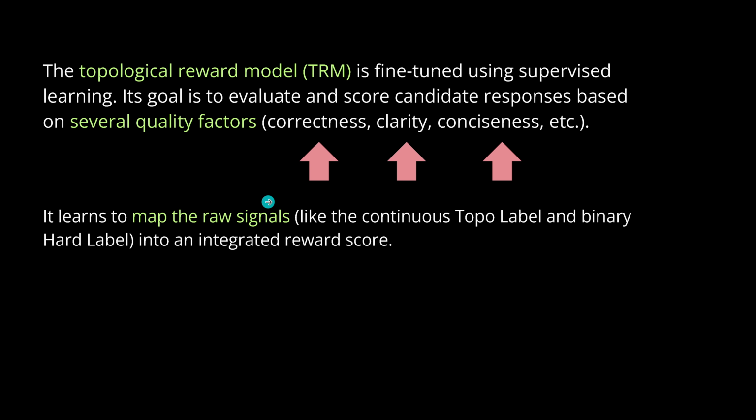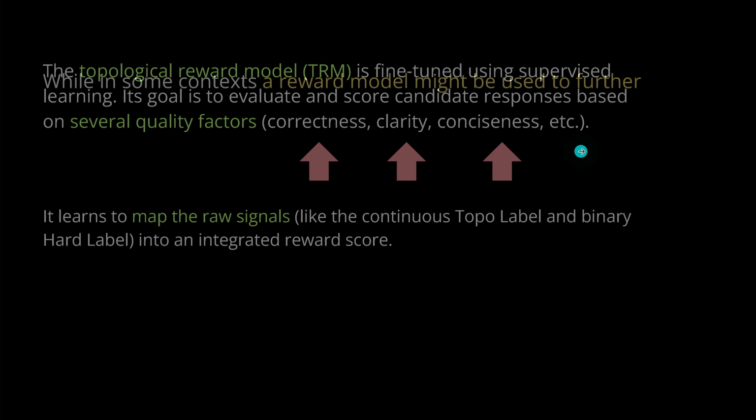So it learns to map the raw signals, like the topo label and the binary hard label, into a much more integrated reward score, taking into account also the soft factors if you want. This depends on the quality of your LLM that you use to get, for example, a right score for the clarity of the response, or was it really concisely deduced? Was it logically perfect? So you see, this could be a little bit difficult.